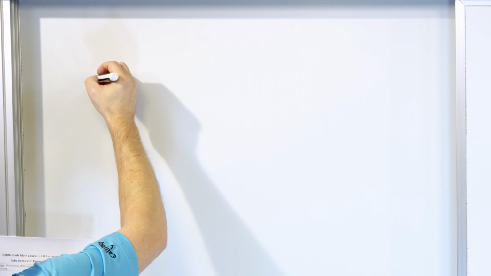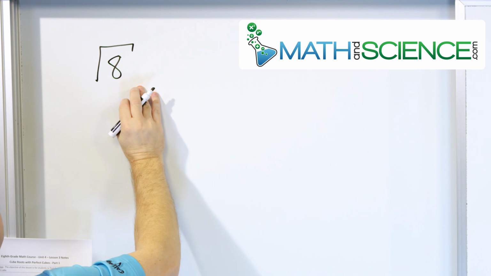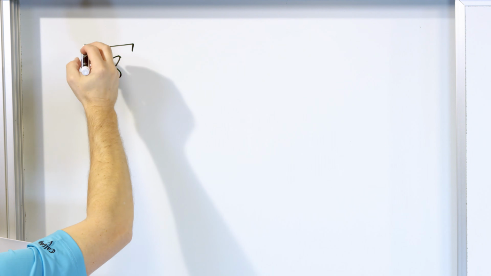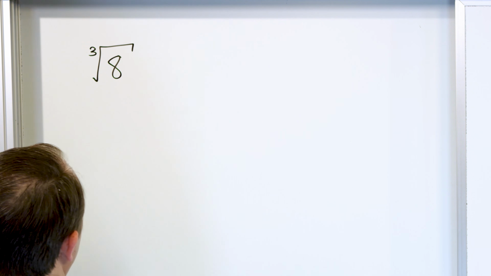So if I ask you to take the cube root of the number 8, what you do is you put this radical around it, but instead of not putting anything here and just leaving it blank, you actually put a little 3 right here. So the 3 means we're taking the cube root of 8. Now, how did we do it before?